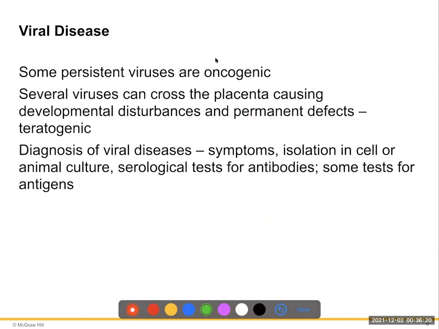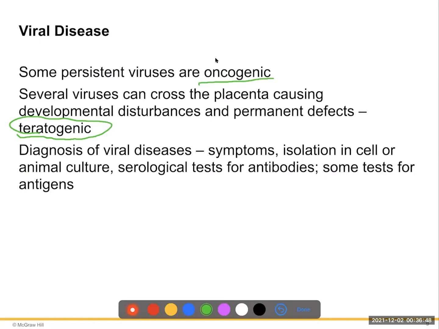Viral disease. Some persistent viruses are oncogenic, mutagenic, causing cancer, causing malignant tumors to develop. Several viruses can cross the placenta, causing development disturbances and permanent defects in the fetus. This is called teratogenic. A teratogenic virus is one that affects the unborn child, the fetus.